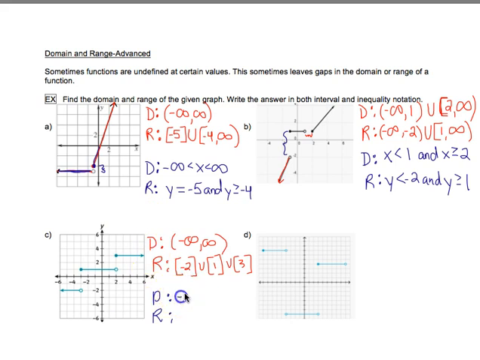So domain in inequality, x is between negative infinity and infinity. And for the range, you can just write y equals -2, 1, 3. You don't have to write out the equals that many times.